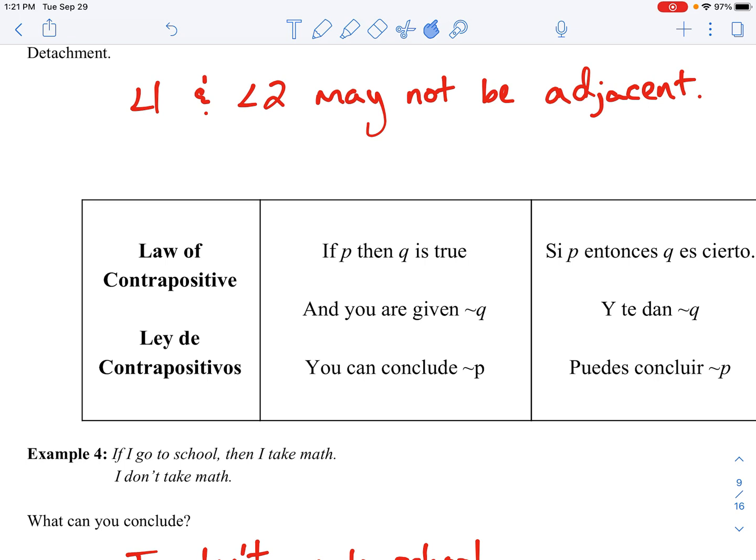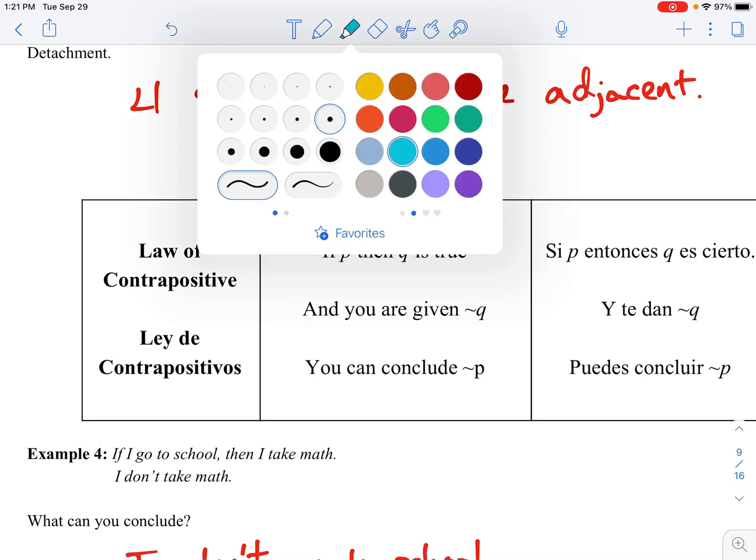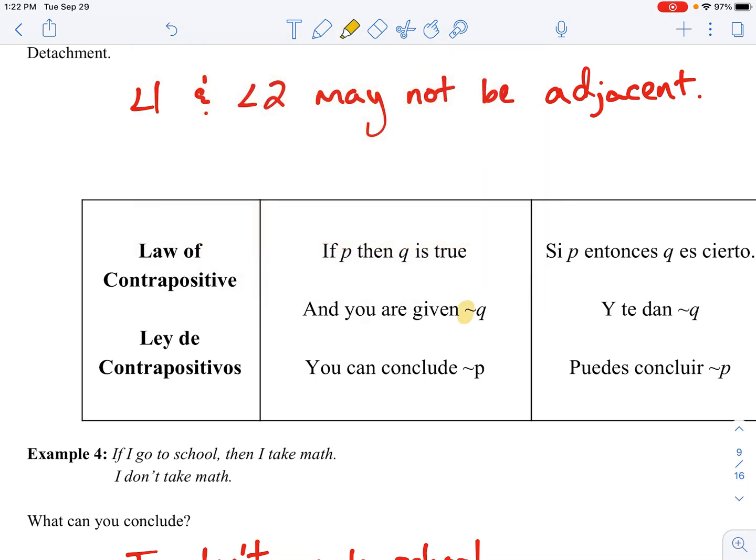Law of contrapositive. If P then Q is true, and you're given not Q, you can conclude not P. So this is like the opposite. We use these little symbols here called tildes. That's what this is, to negate, to mean the opposite. So I'm saying if the opposite of Q, so the opposite of this part is true, then we can conclude the opposite of this part. All right, so it's a little different that way.